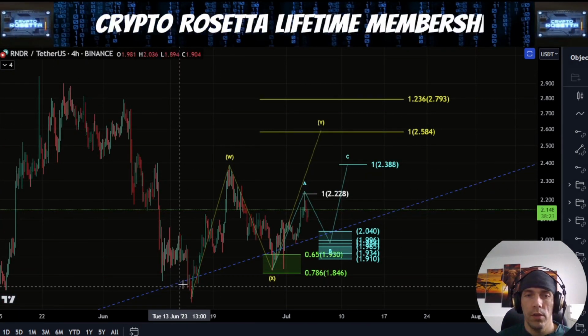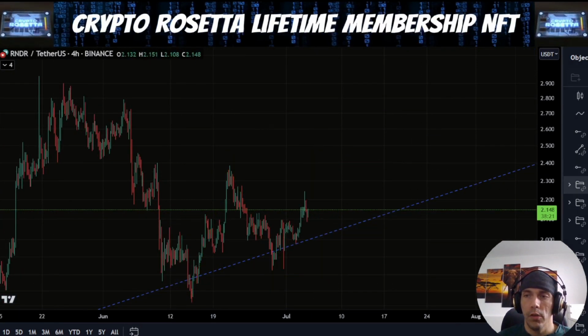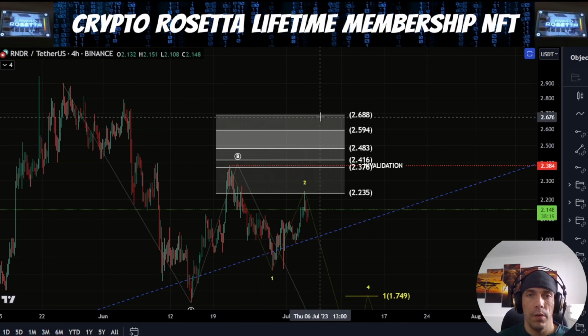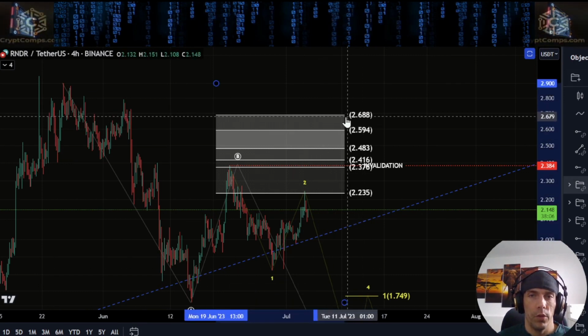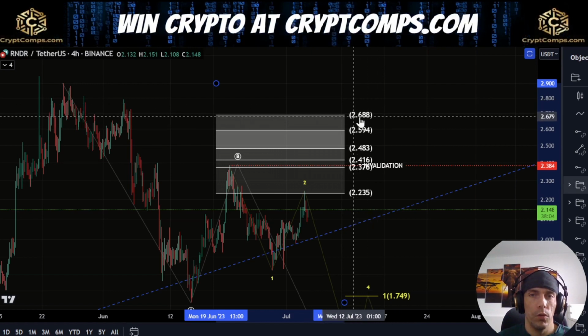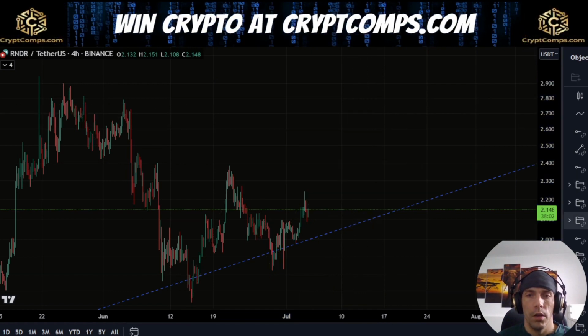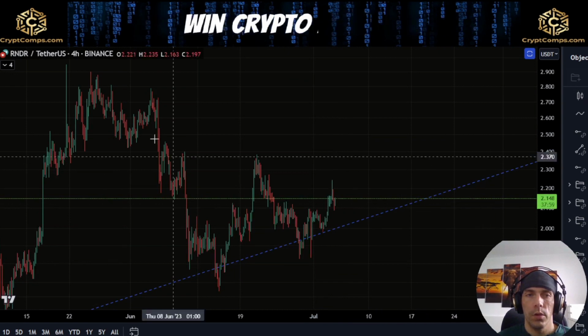So if we do see something like this, this could align with actually still being within this bigger B wave here. Possibly if we move up towards this higher range, we could look for an interaction with this 854 sitting towards this $2.68 region.